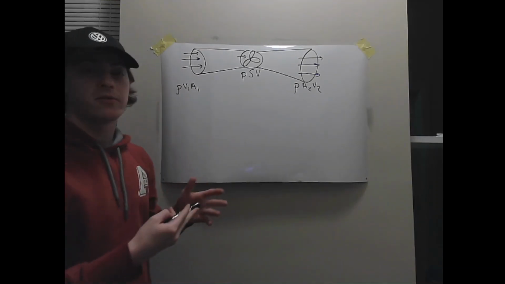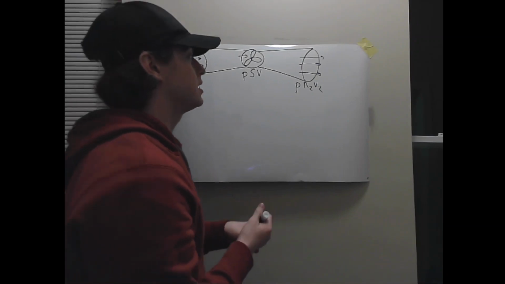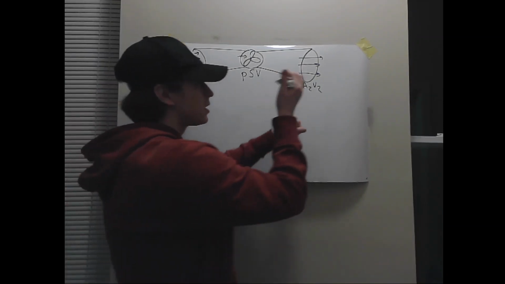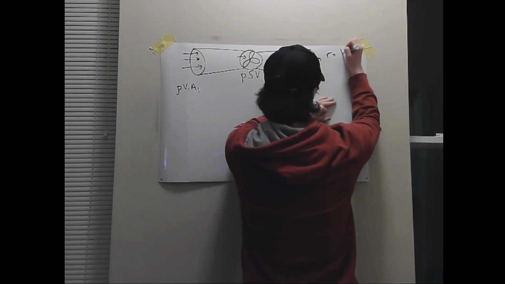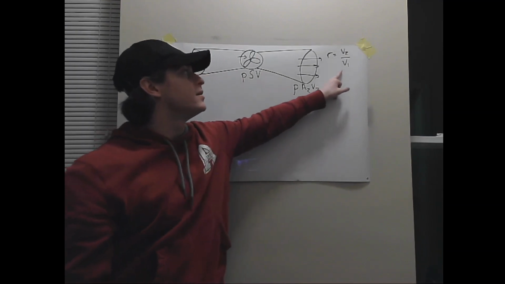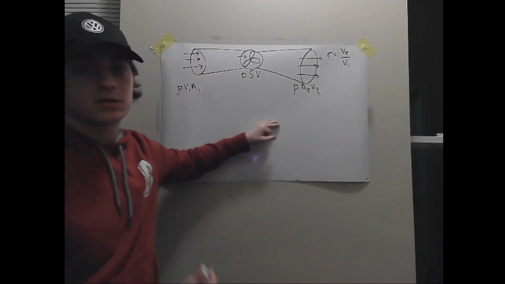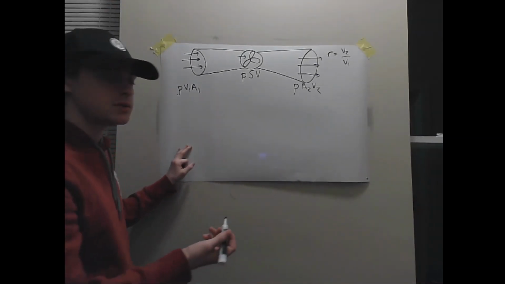So now from here, before we get started with deriving the equations, I'm going to go ahead and define the ratio that we're looking for, which is R. And that is the ratio of V2 over V1. And so we want to find the value for R that gives us the most power generation. So I'm going to go ahead and start with a momentum balance.